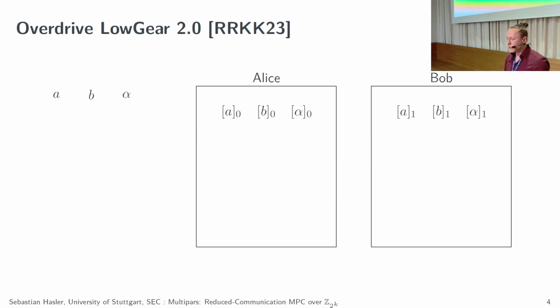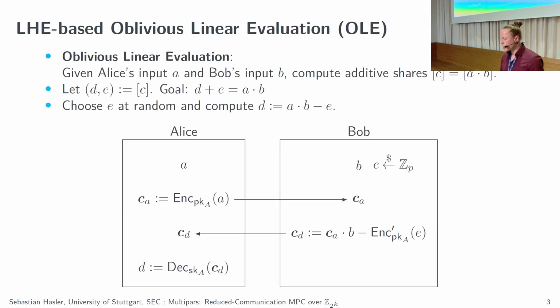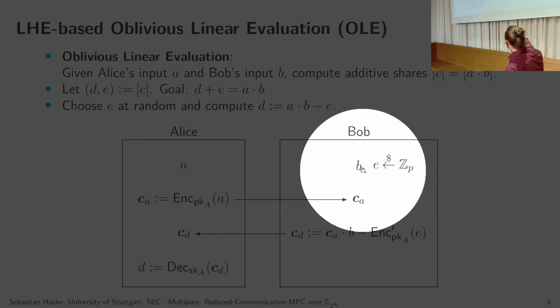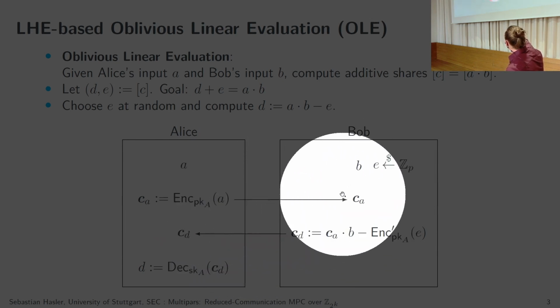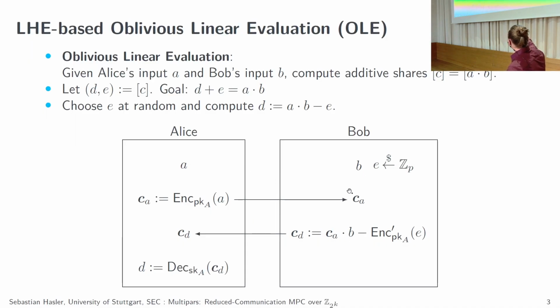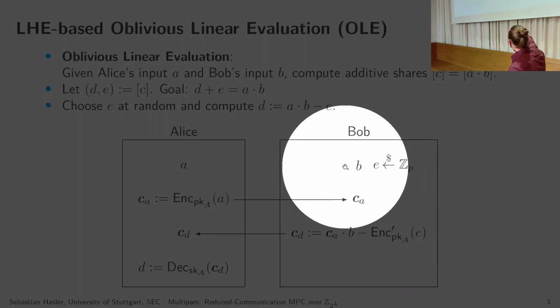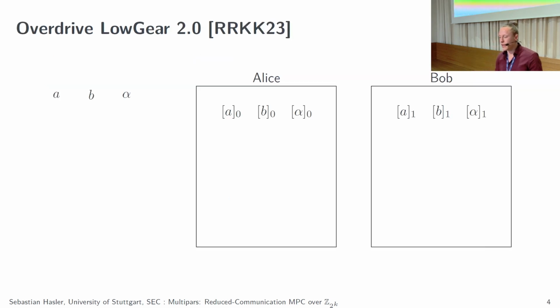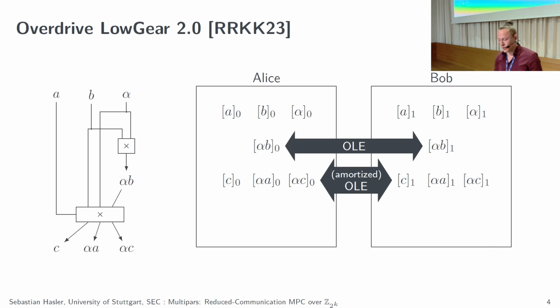If I go back to the OLE slide, you can see that we can amortize easily over multiple A's, because we can simply send over this ciphertext once. This is independent of B. And then Bob can multiply A with multiple values and send multiple ciphertexts back. So we can amortize by multiplying one value at one party with many values at the other party. And this is done here in this step, where we have A, which needs to be multiplied by 3 other values.